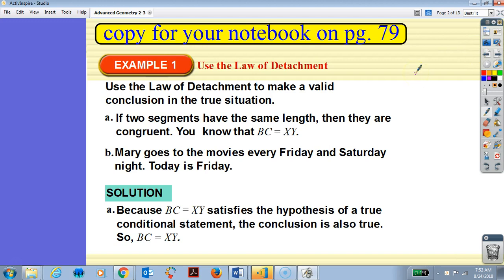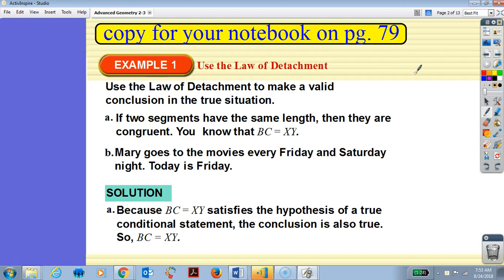Alright, so I want you guys to start by going to your textbook, page 79, and copy for your notebook the laws of logic. So we have the law of detachment. If the hypothesis of a true conditional statement is true, then the conclusion is also true.